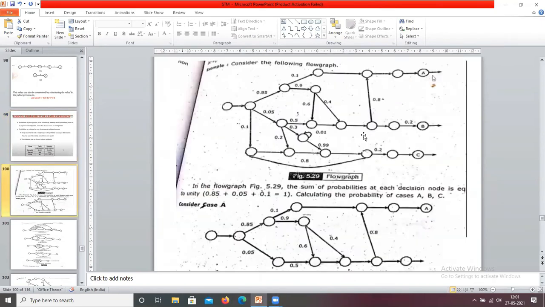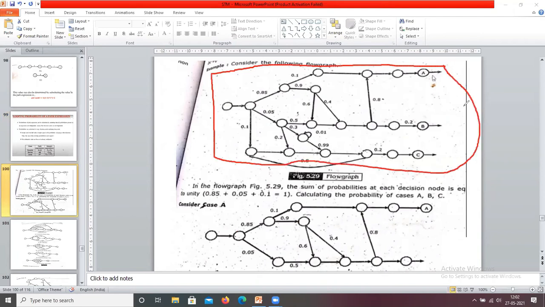Okay. So this is the example. So this is the flow graph. For this flow graph, you are going to calculate the probability of case A, case B, case C. What is the case A here? So this is the case A, 0.85. And probability of B means, so this is the B here. So 0.05 is the probability of case B, and 0.1 is the probability of C. Okay, now we discuss one by one.